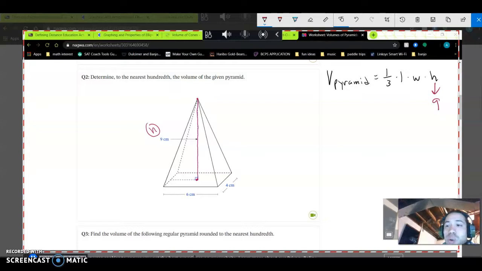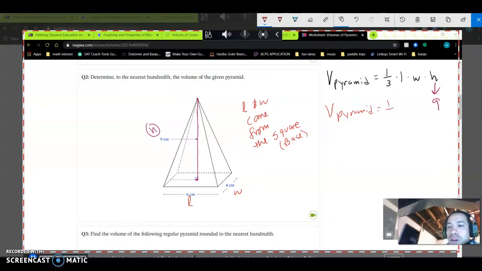Now, the length and the width, these two are actually arbitrary, right? I'm going to call this side the length here, and I'm going to call this the width. If you wanted to have these switch, that's okay. These two, just so you remember, length and width, they come from the square. These are the dimensions of the base.